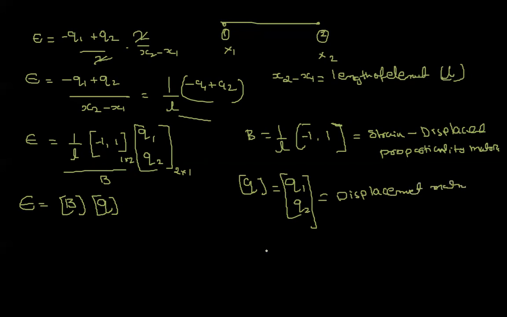Once you know the strain, the stress can be defined as the Young's modulus into the strain. So stress is equal to the capital E, the Young's modulus, times the strain, which is the B matrix into the Q matrix. This is the formula that is useful to find the stress in a given bar element, that is, E into B matrix into Q matrix, where B is called the strain displacement proportionality matrix.